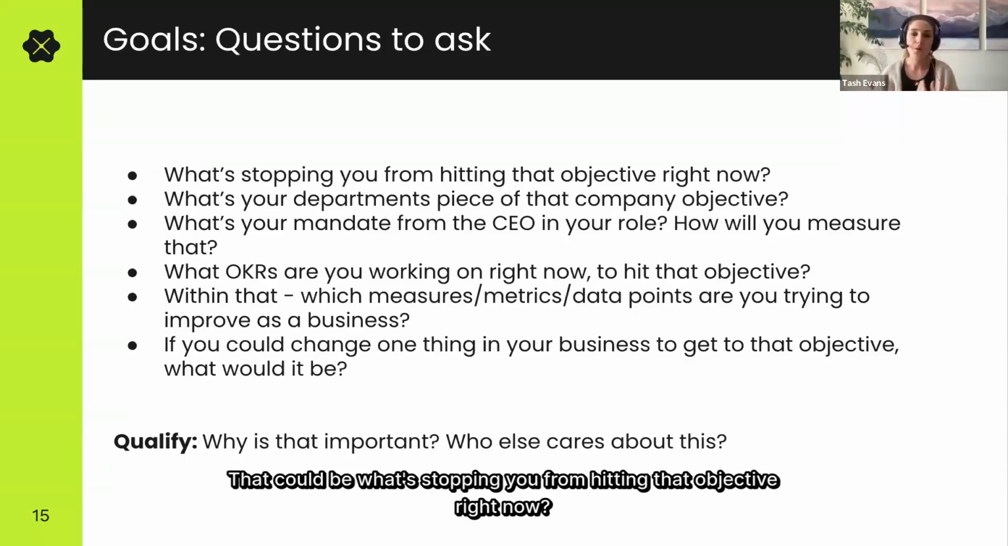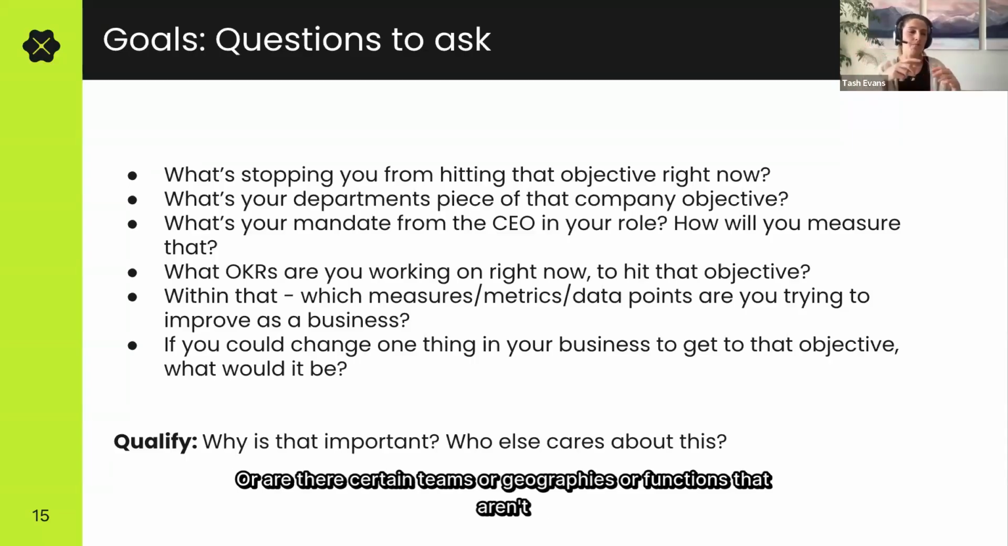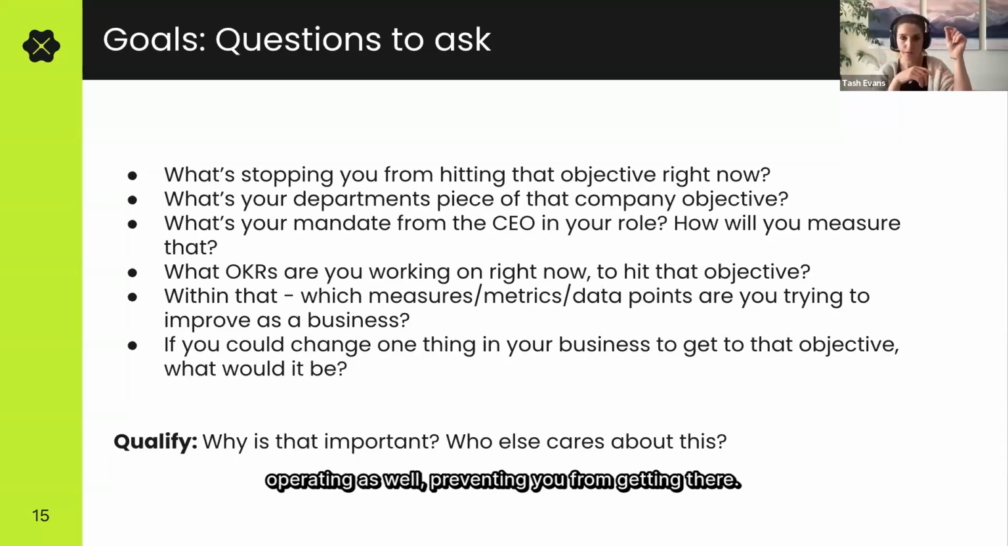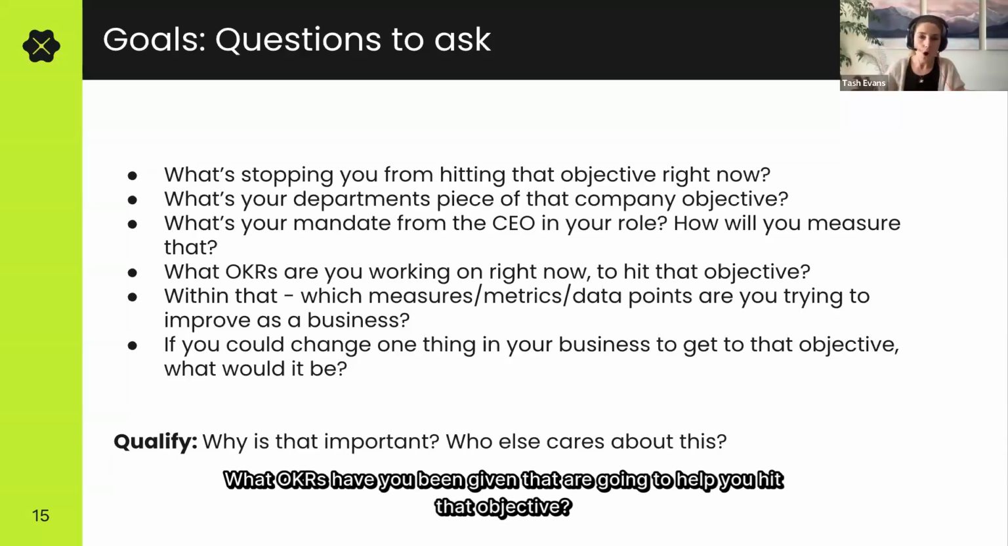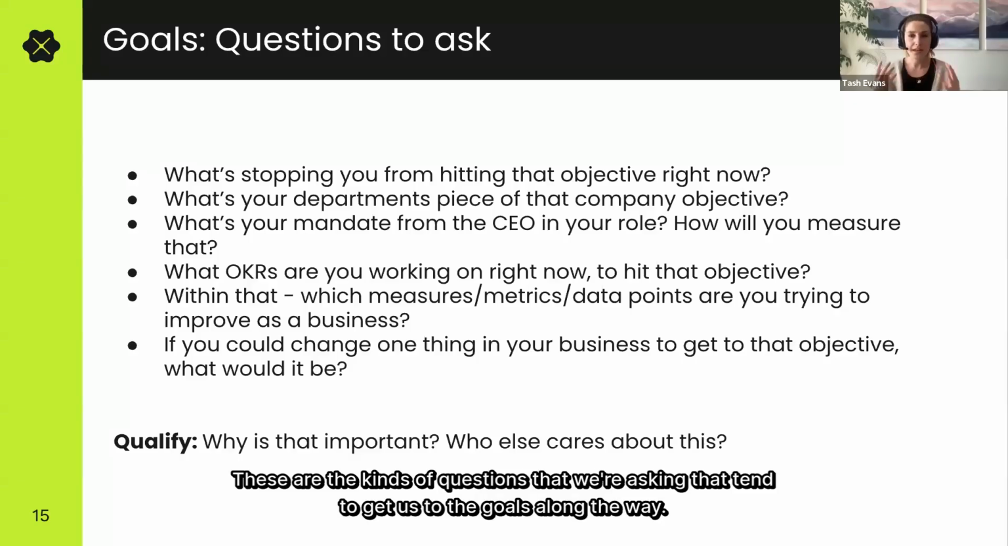So that could be, what's stopping you from hitting that objective right now? It could be, what's your department's piece of that company objective? Or are there certain teams or geographies or functions that aren't operating as well that are preventing you from getting there? What OKRs have you been given, or has your department been given, that are going to help you hit that objective? These are the kinds of questions that we're asking that tend to get us to the goals along the way.